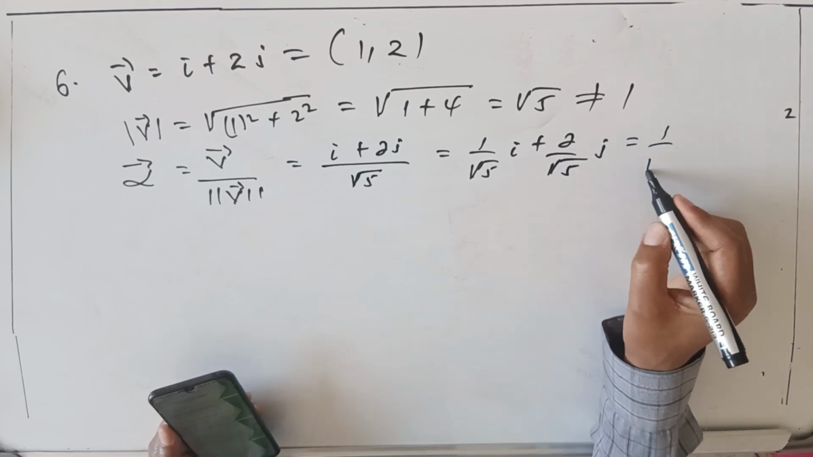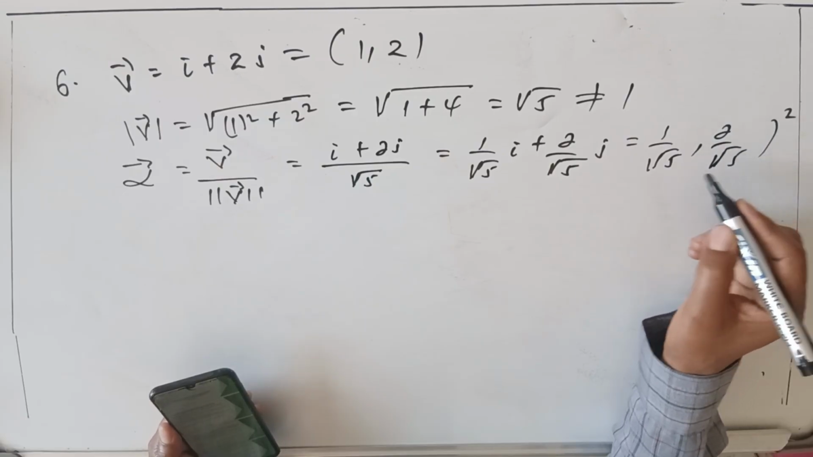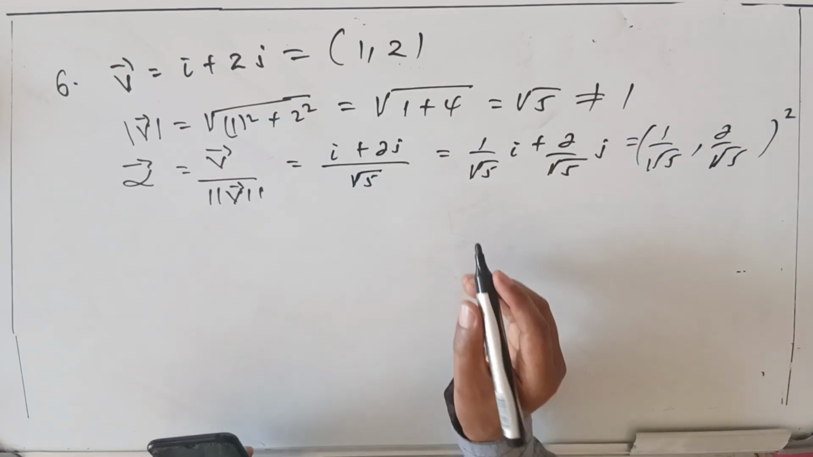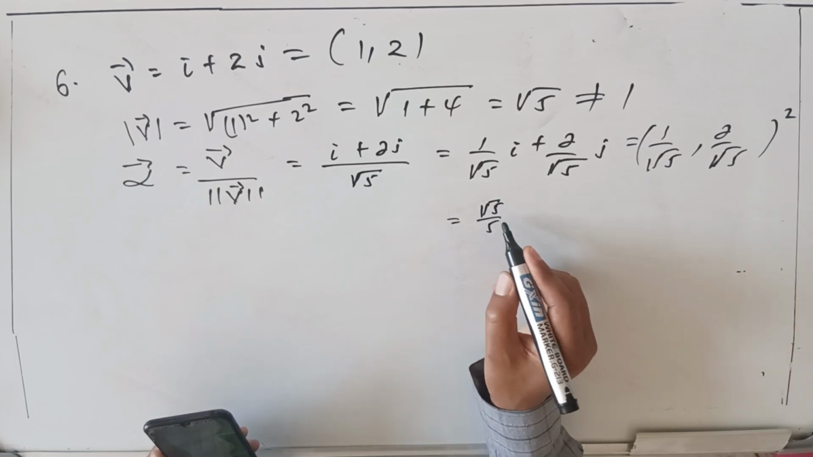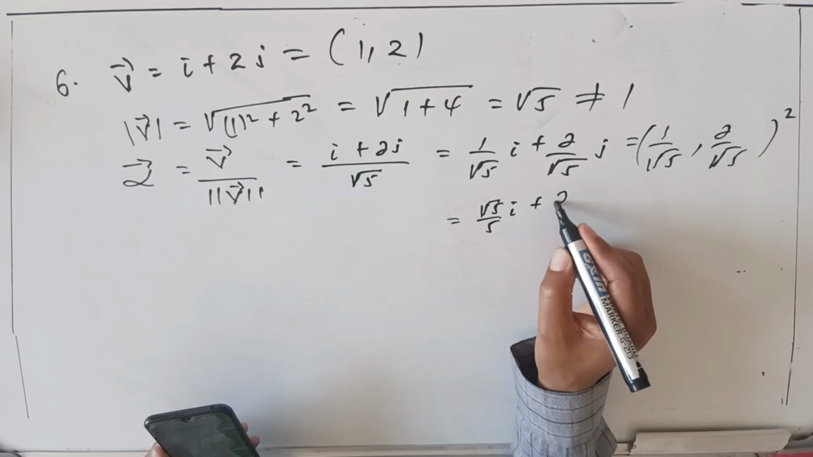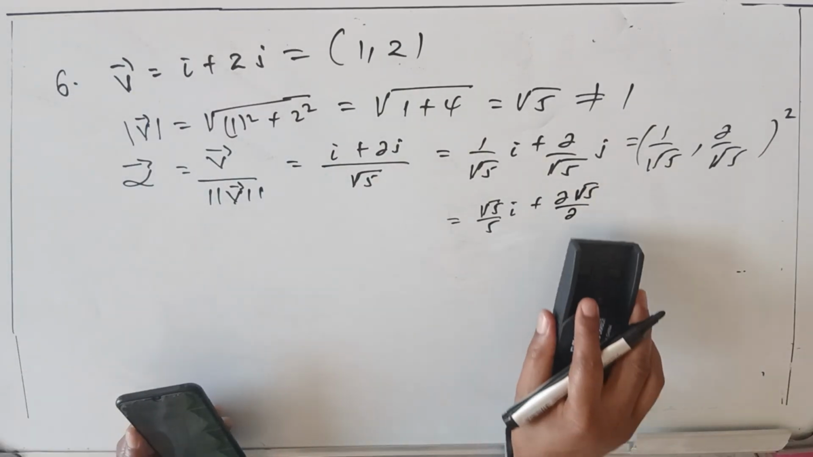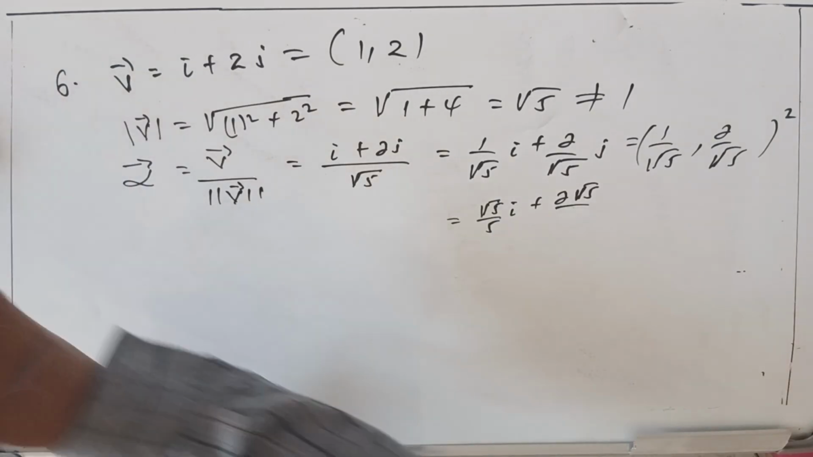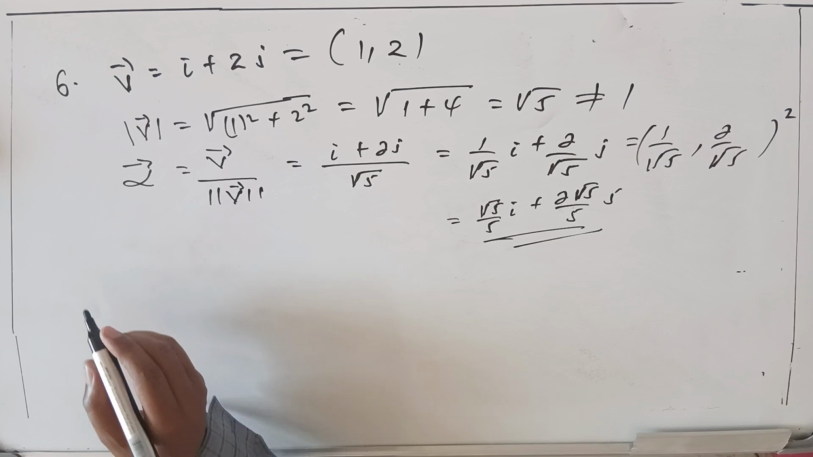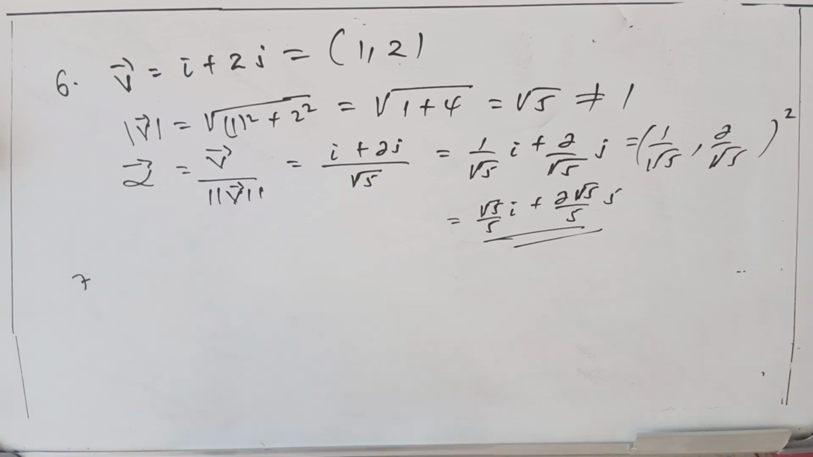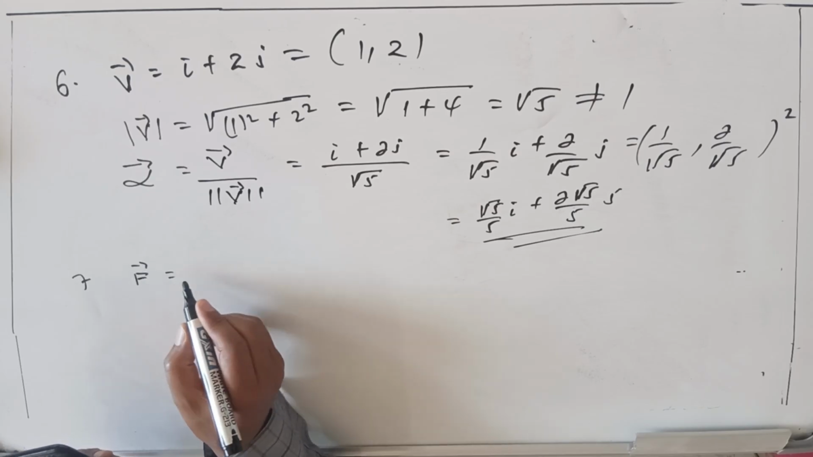And this is the same as 1 over radical 5, comma 2 over radical 5 in column form. Or if you rationalize it by multiplying by radical 5, it is radical 5 over 5 i plus 2 radical 5 over 5 j. Okay, question number 7.